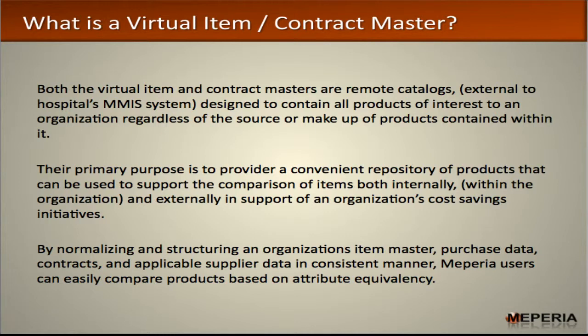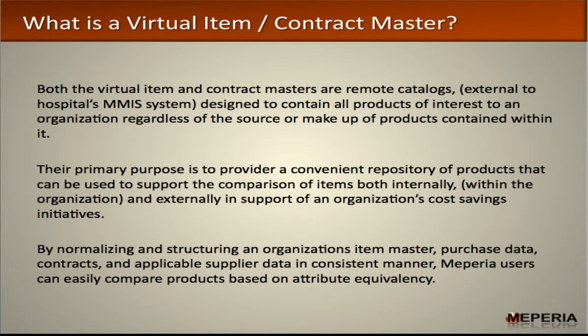Both the virtual item and contract masters are remote catalogs external to the hospital's MMIS system, designed to contain all products of interest to an organization, regardless of the source or makeup of the product contained within it. Their primary purpose is to provide a convenient repository of products that can be used to support the comparison of items both internally, within the organization, and externally in support of an organization's cost savings initiatives.